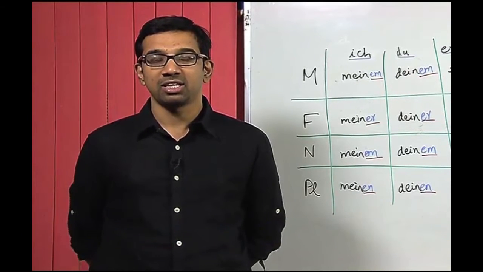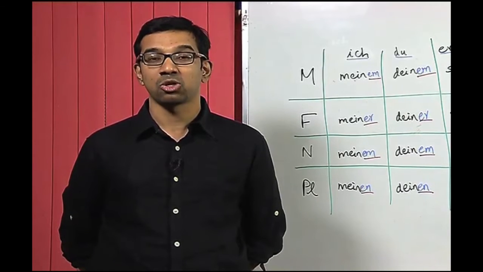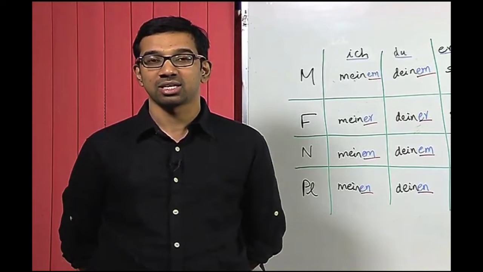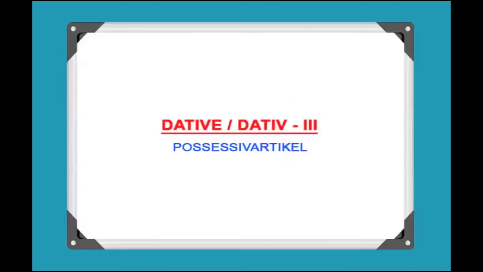If you remember, in the previous sessions we did the third case called the dative case, which is also called the indirect object case. Now let us do another concept in dative, which is the possessive article.